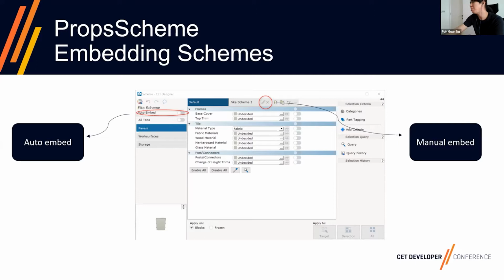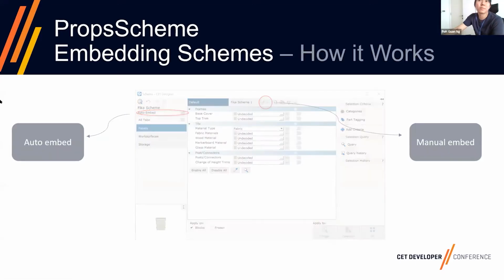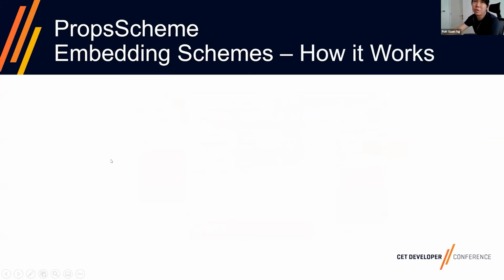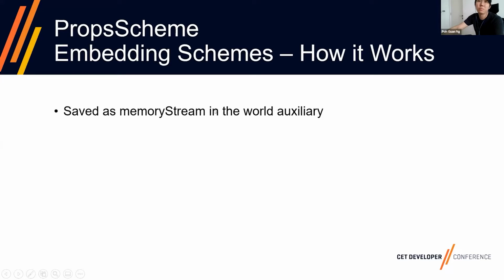How does embedding schemes work? In the backend, it is just saved as a memory stream in the world auxiliary. The way that it's saved is in the same format as if you would save a CM scheme file. It's just the key value pairs. We don't save the domains and we don't save the materials. Just the key value pairs.